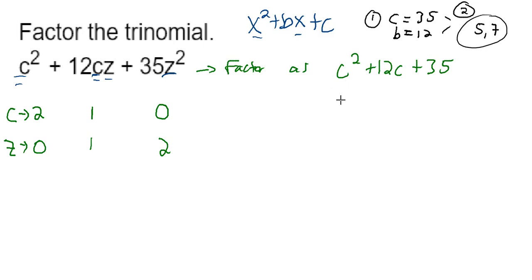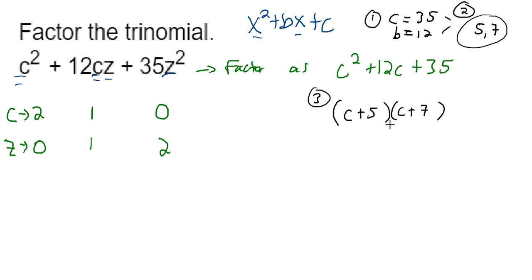So now we can factor this. This is step 3. Factor it as c plus 5, c plus 7. All right. And so you factor it as if the second variable is not there. But then you have to go back and account for that second variable. And it's pretty easily done. All you have to do is add that variable to each of these numbers.